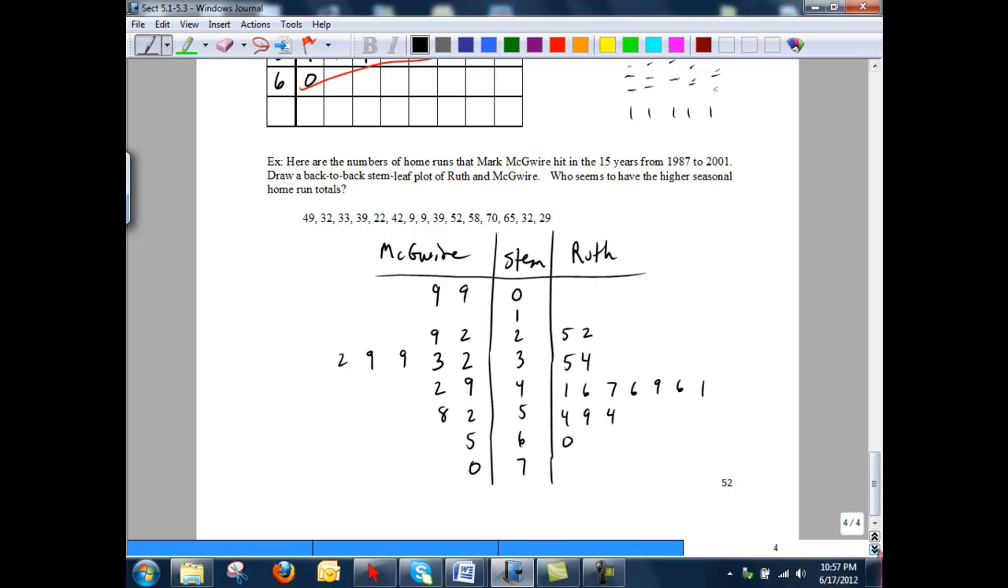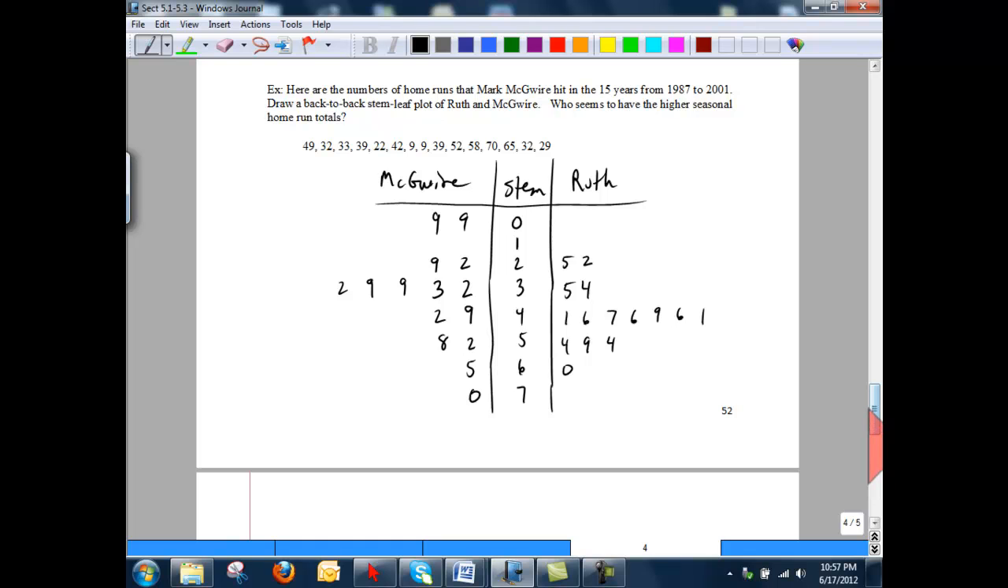Okay, and now you can start asking questions like, who seems to have the higher home run total? Who was the better hitter, maybe, is the question. Looking at this, you see that Ruth's values tend to be in the 40s, and most of McGuire's numbers were actually in the 30s, although there were some higher than that. And so probably Ruth. The graph now allows our eye to pick out the fact that most of the Ruth leaves seem to be on the higher end than McGuire's leaves.